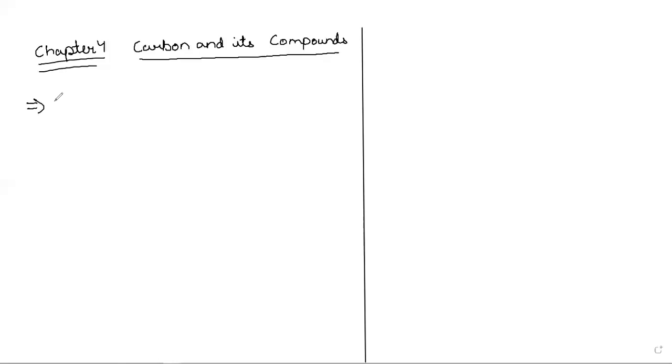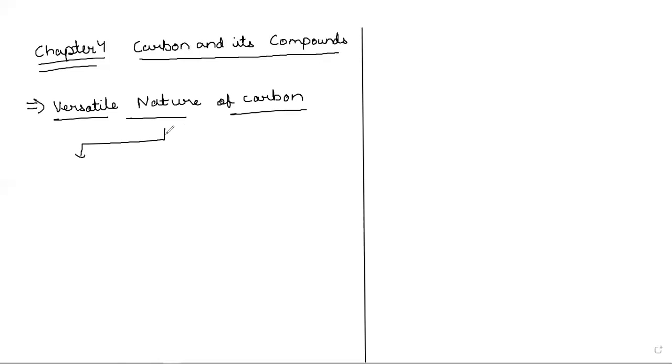So next topic that we are going to study is versatile nature of carbon. Now, what do you mean by versatile? Versatile means can do many things, can do different things, capable or ability to do different things. So same way carbon has the ability to do these two versatile things. First is catenation, and the second property is tetravalent in nature. Tetravalent nature.